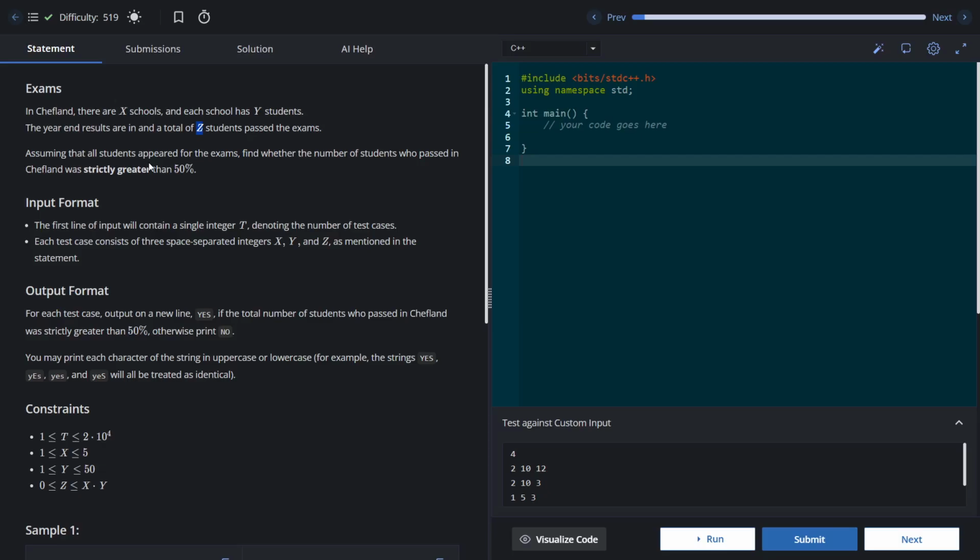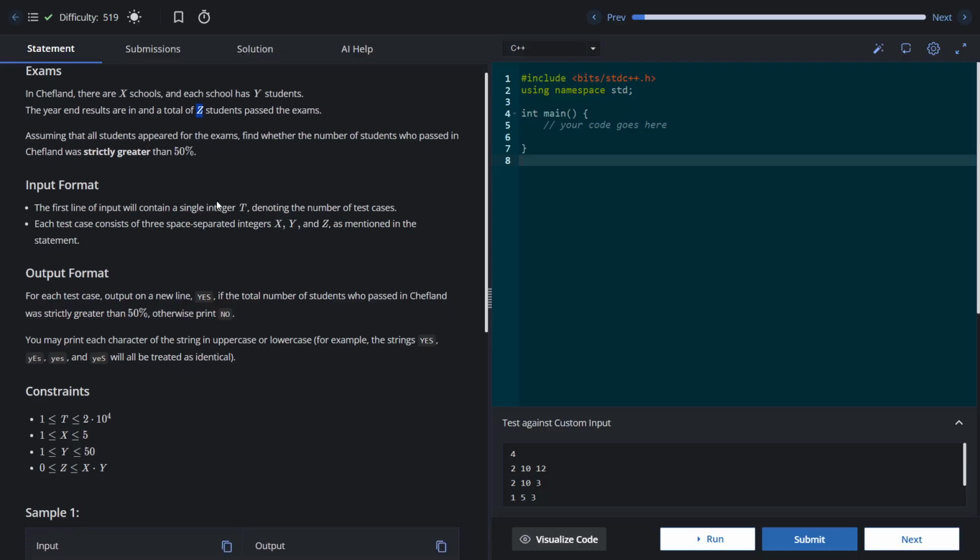So assuming that all students appear for the exam, if you see how many students there will be: there are X schools and each school has Y students, so X into Y will be the total number of students. Assuming all students, meaning X star Y, appear for the exam, find whether the number of students who passed in Sheffland was strictly greater than 50%. So we'll have to find if the Z value is greater than X star Y by 2. Basically, greater than 50%.